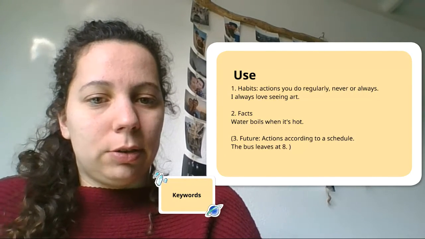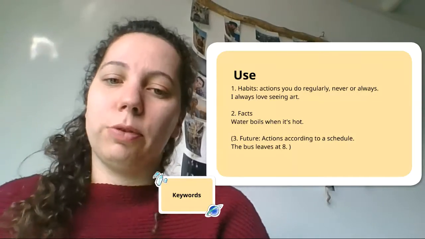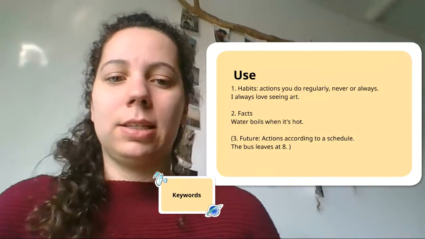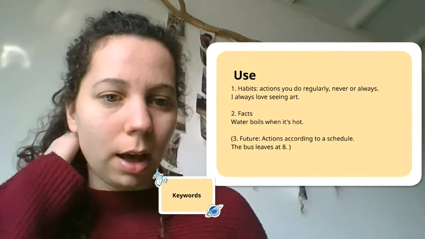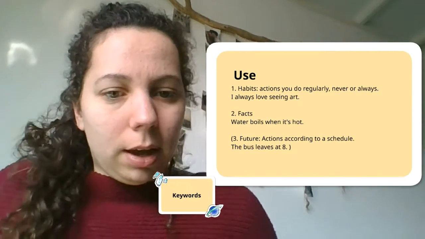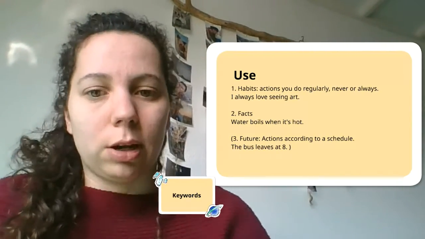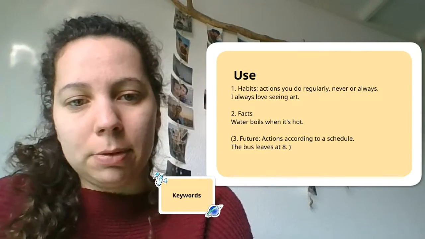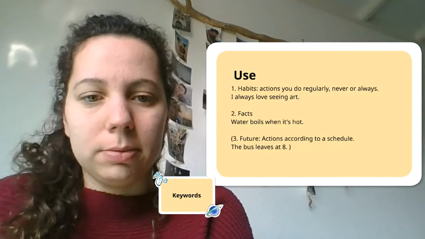Okay, let's have a look. The first one is that we use the present simple for habits. A habit means it's an action that you do regularly, never or always. So in Dutch, we would call that a gewoonte. An example of that is: I always love seeing art.